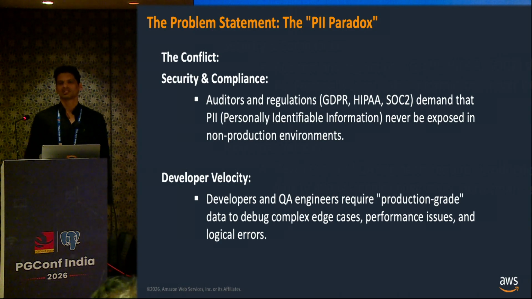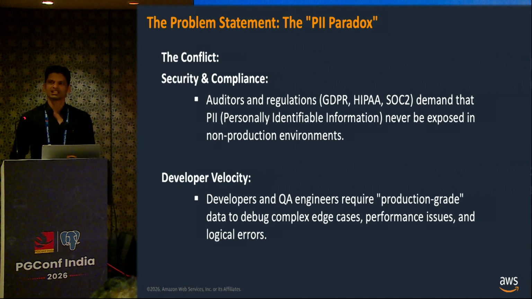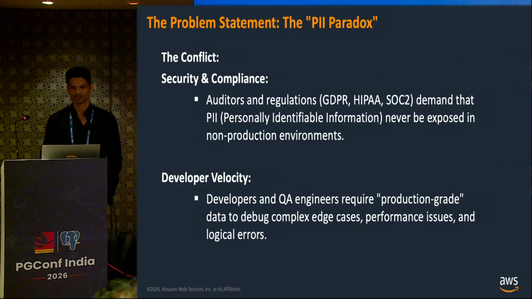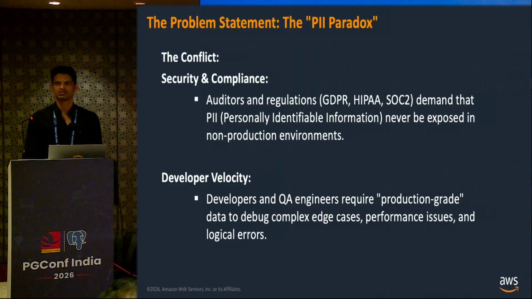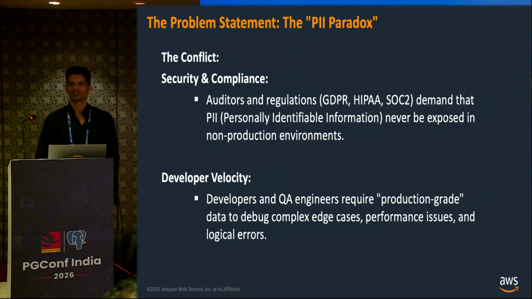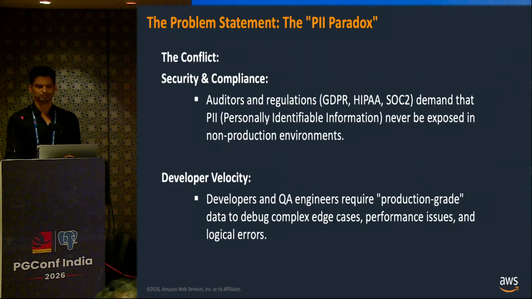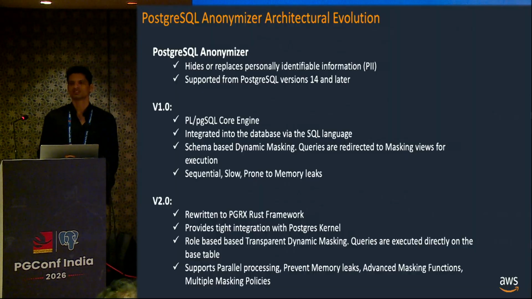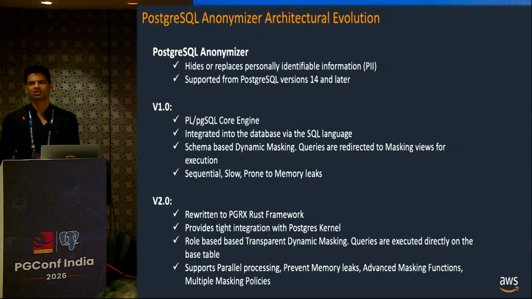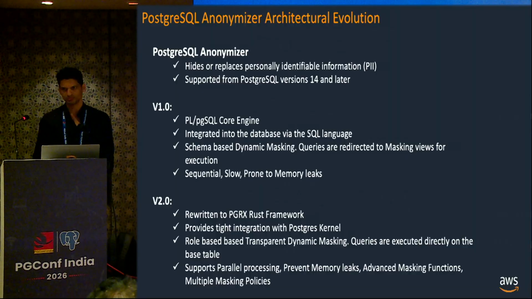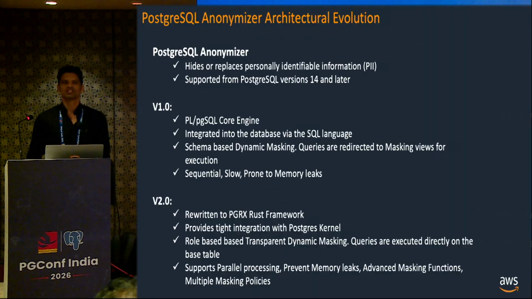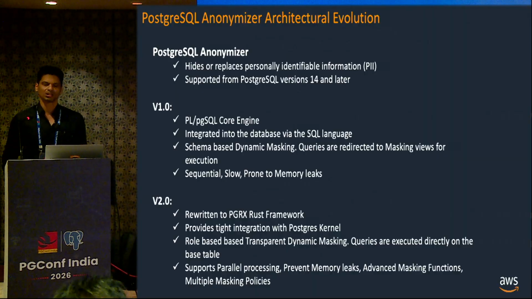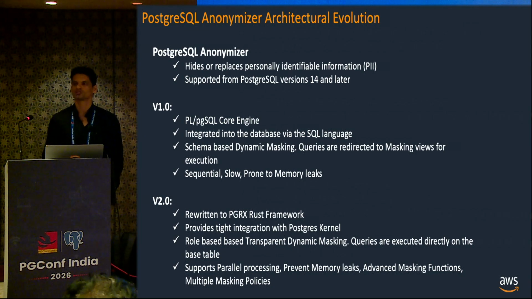How do you bring your prod data which contains PI data without exposing the PI data to the test environment? That's where we have the PG-anonymizer. So Postgres uses the PG-anonymizer extension to mask the data. What PG-anonymizer does is hide or replace your PI data in a way that it remains usable to your authorized users, and it holds no value to unauthorized users.